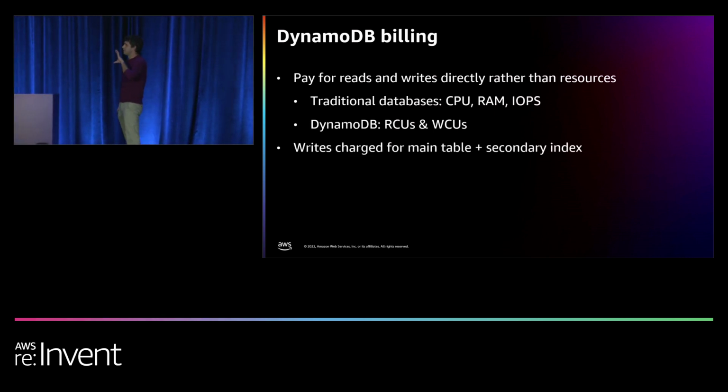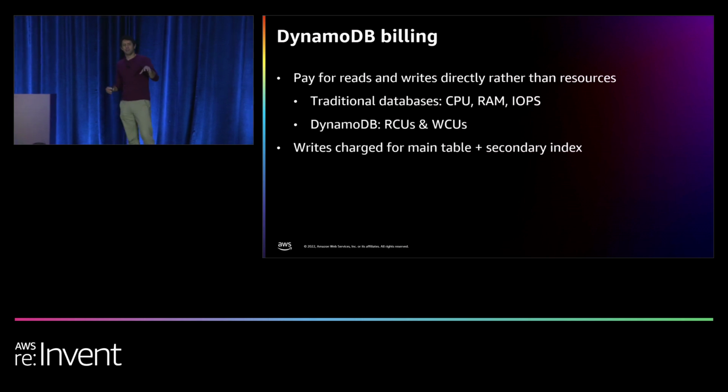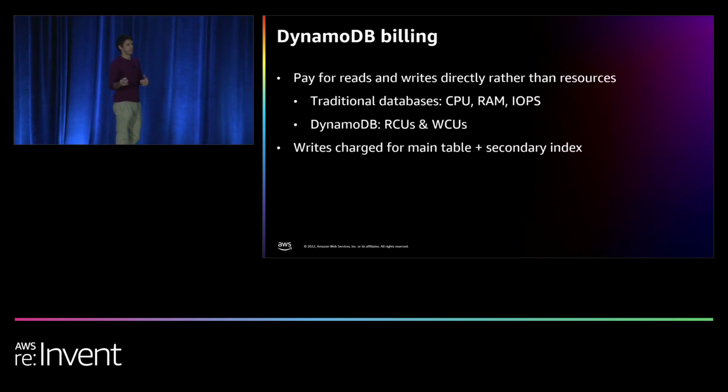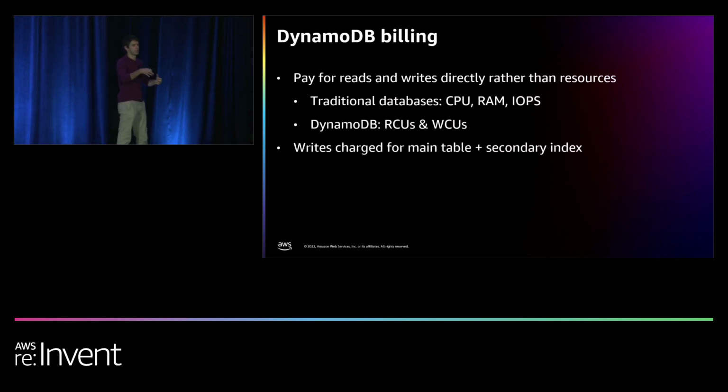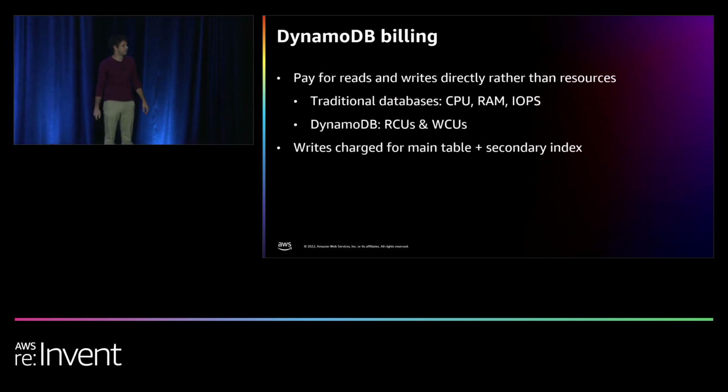Another thing to note here is writes are charged for both your main table and your secondary indexes. So if you have 3 secondary indexes on a table, you write a new record in, you're going to get charged on that, your main table, but also for all 3 of your secondary indexes if it's replicated out to that.